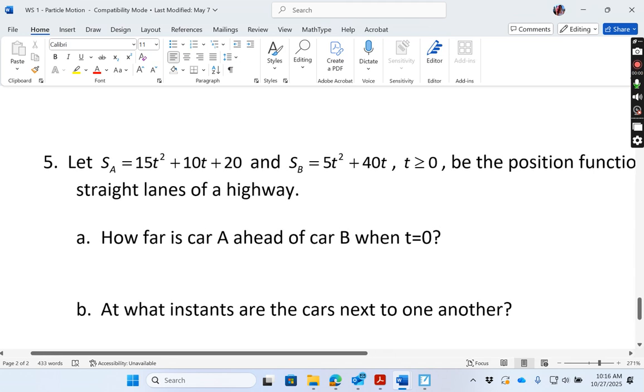And then number 5. They love this notation on the AP exam. We've got 2 different particles. I think we're talking about 2 cars, so they have s sub A and s sub B for car A and car B. Last year's FRQ gave 2 different particles, x sub H and x sub J. They called the particles H and J. I don't like subscripts that much.